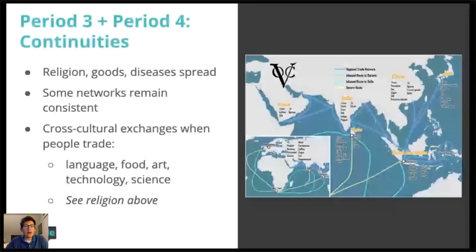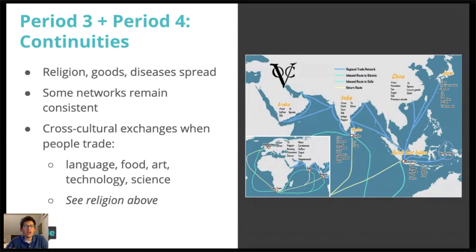Secondly, some networks do maintain their consistency across these time periods, right? The Indian Ocean is still a prominent trade network even to this day. It was king in time period 3. The Atlantic takes over in time period 4, but that doesn't mean trade disappears in the Indian Ocean. In fact, in time period 4, there's even more trade in the Indian Ocean. It just happens to be the Atlantic has a massive amount.